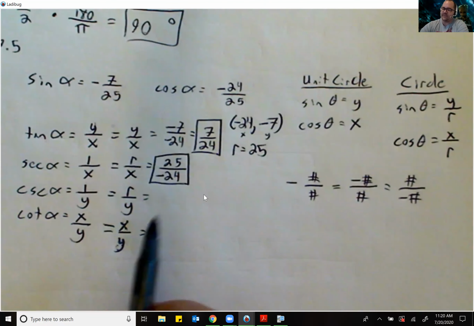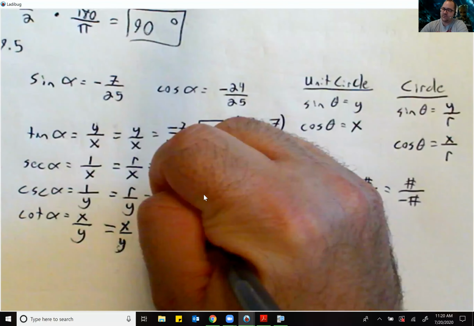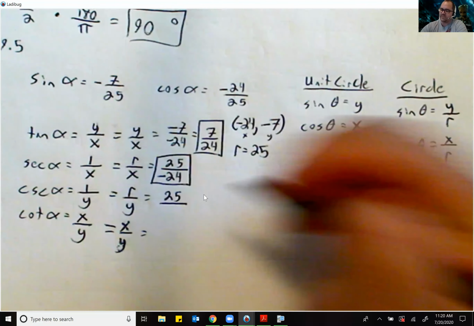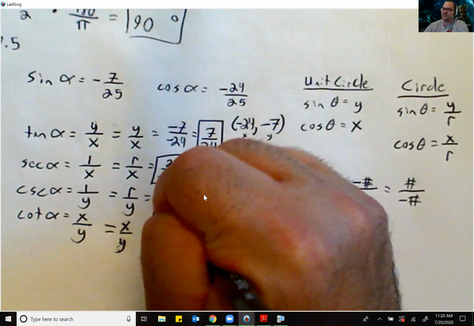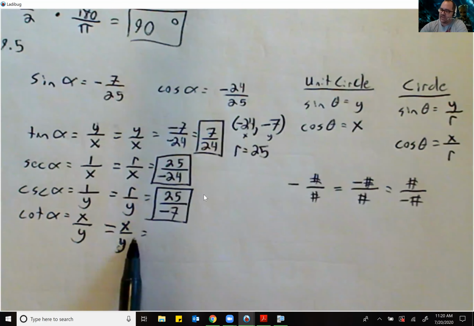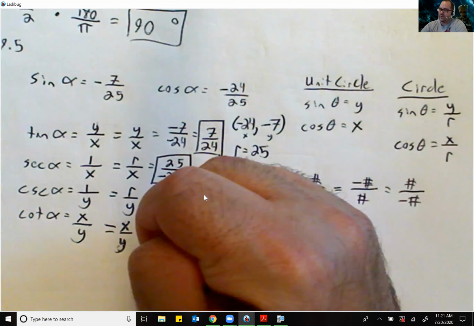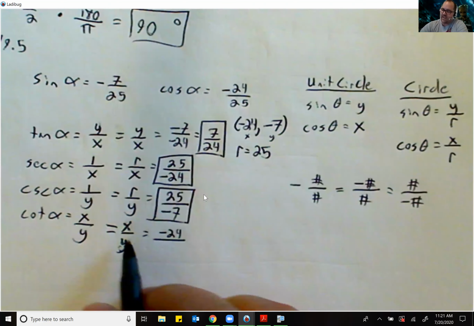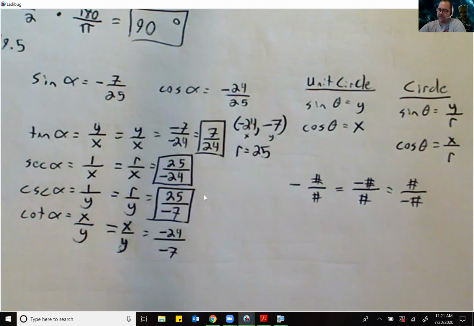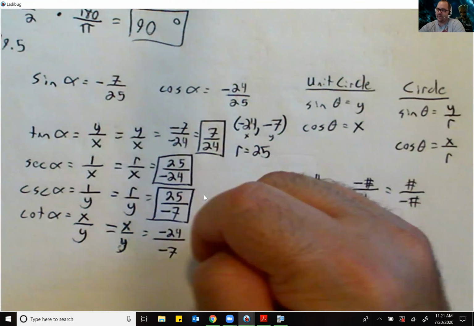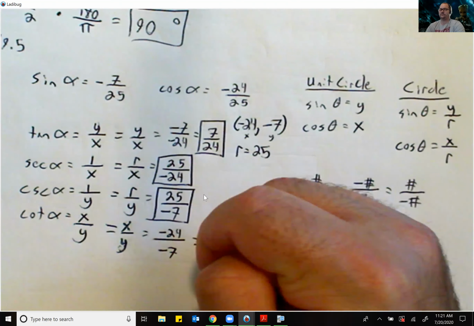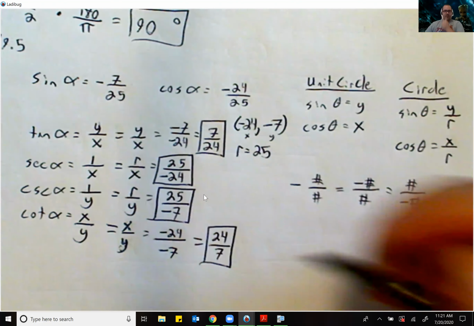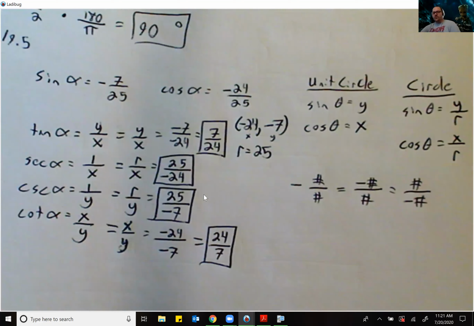Right here, you get 25 over your y value, which is negative 7. And last but not least, put our x, which is negative 24, over our y value, which is a negative 7. And then again, a negative over a negative becomes a positive. And there's our answers. Either way you think about it, you get the same answer.